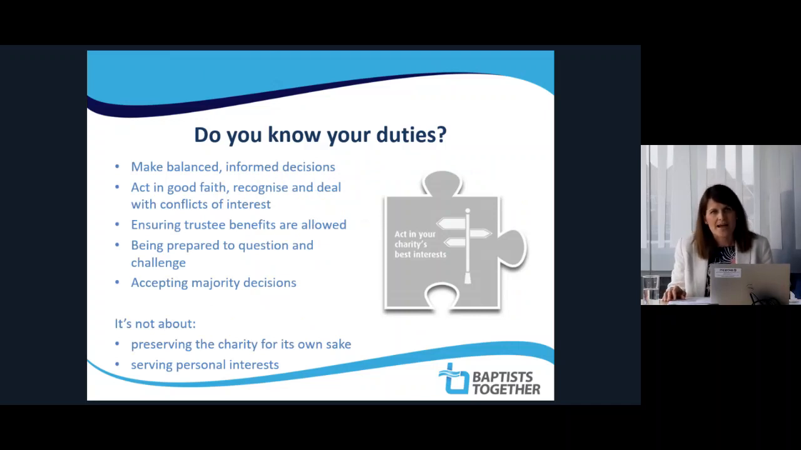So thirdly, you need to act in your charity's best interests. Well, what does that mean? You need to be able to make balanced and informed decisions. And together with your co-trustees, you have to decide what will best enable the charity to fulfil its charitable purposes. Also in a Baptist church context, allowing for the role of church members in decision making. But you have to act in good faith and you have to recognise and deal with any conflicts of interest that arise. And I'll come on to that later on in this presentation. You have to make sure that trustee benefits are allowed and also be prepared to question and challenge each other in your church charity trustee or leadership team meetings.